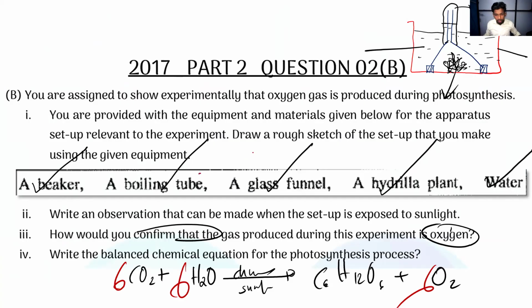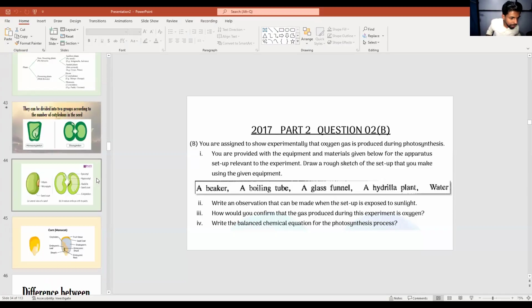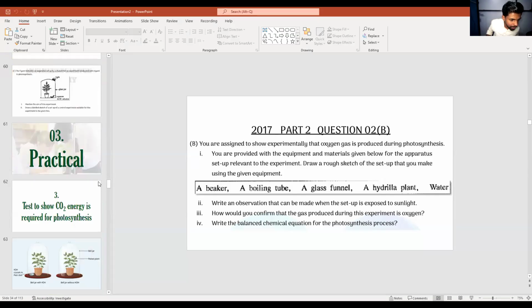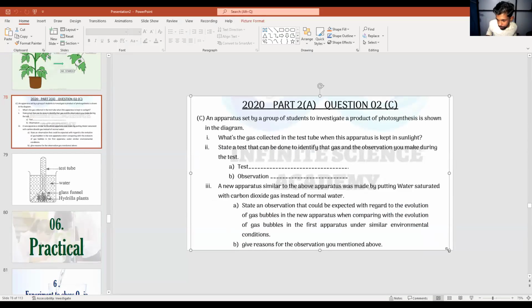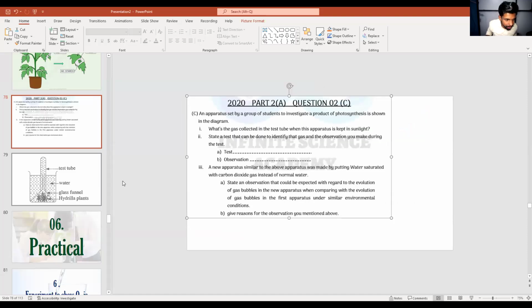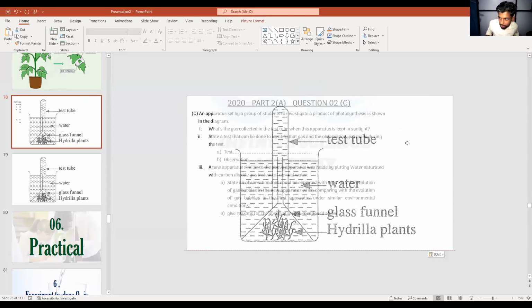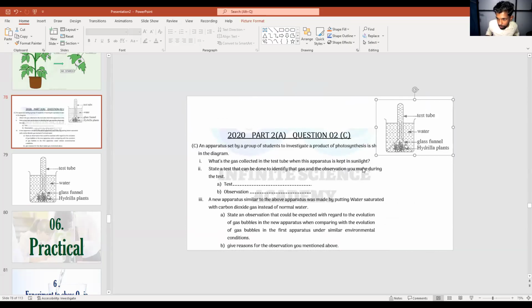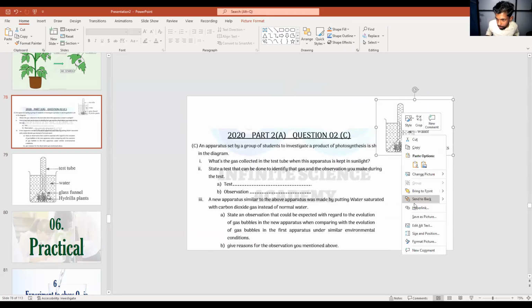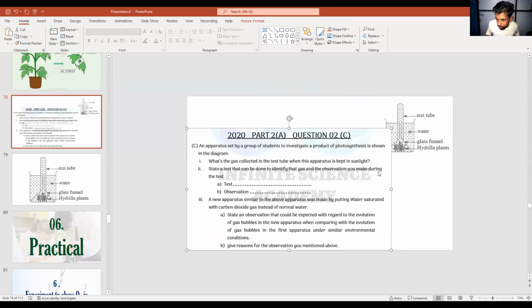Fine. Now we're going to do another question based on the same idea, right? There's another question we can see in that paper. Wait a minute. 2020 question number 2. The same practical. I hope that you can do it. Okay, do this question.